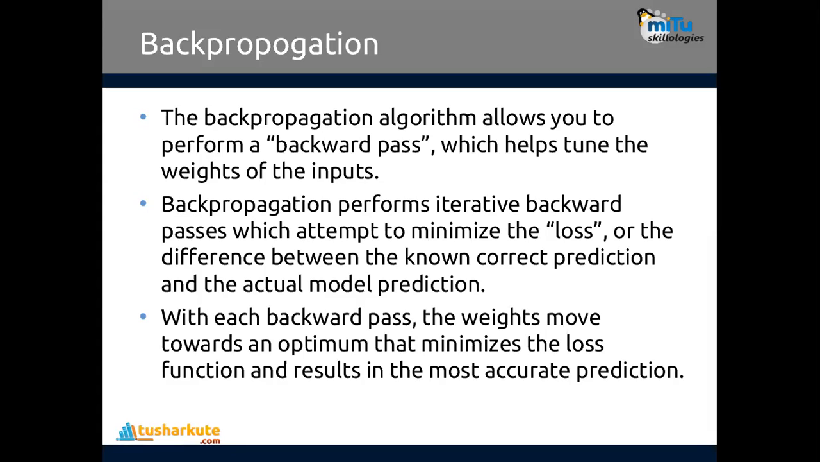So what we'll do, we'll pass that value again to the previous neuron. Backward pass is done there, the weights are adjusted. Okay, so with this backward pass, the weights move towards an optimum that minimizes the loss function and results in the most accurate prediction.